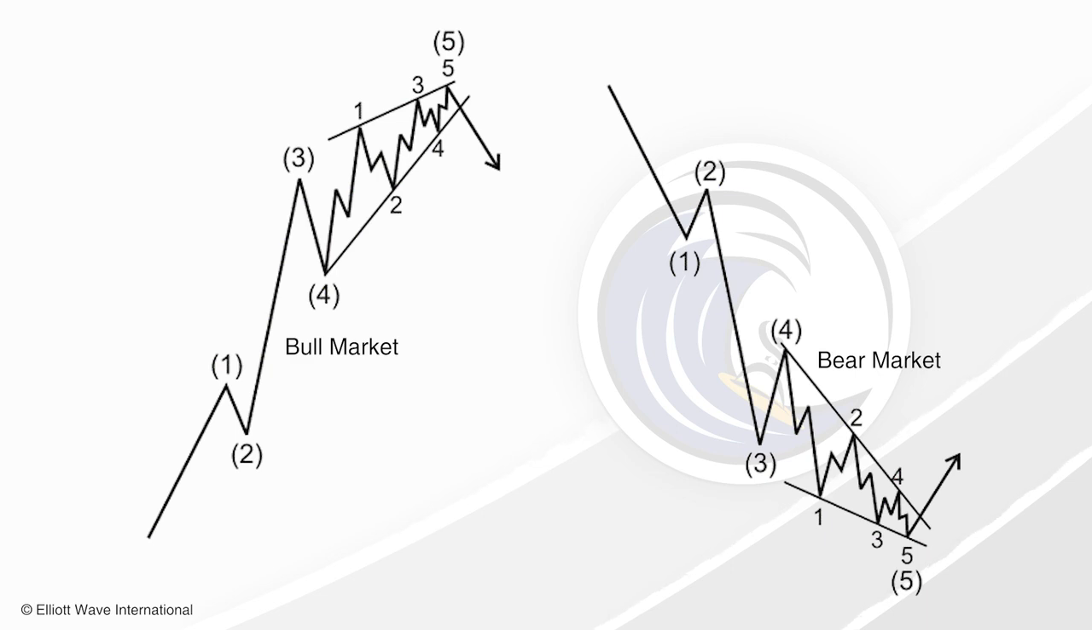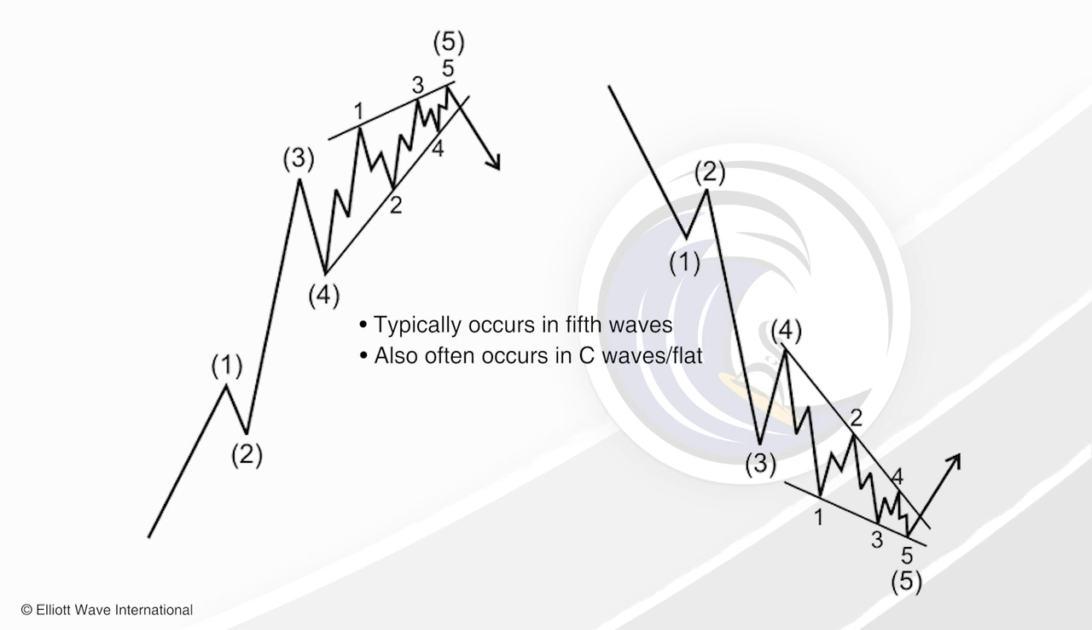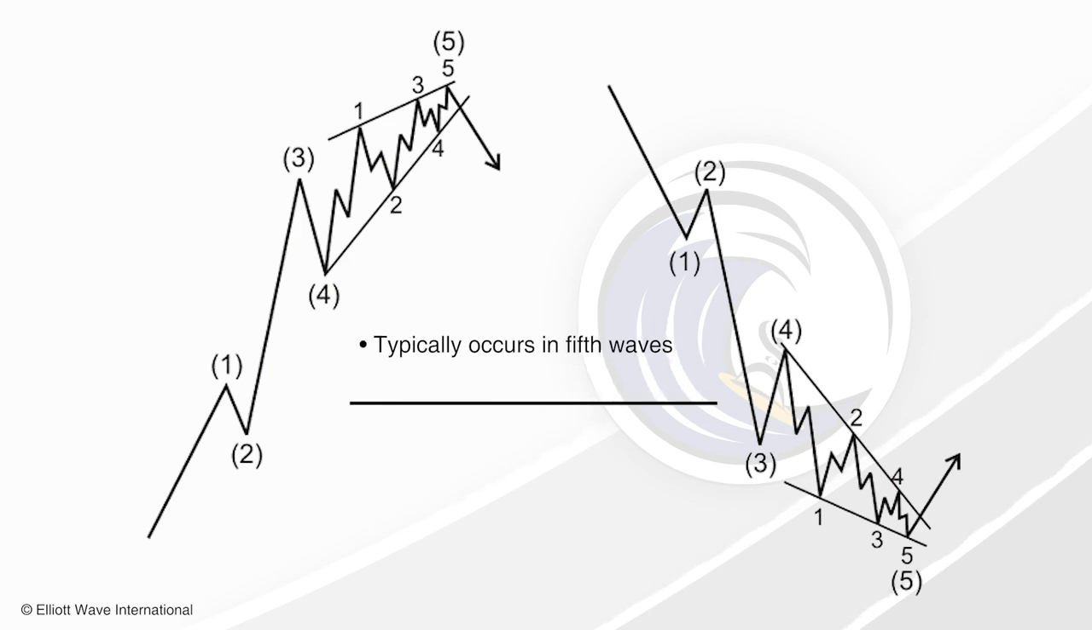waves 2 and 4. The diagonal normally occurs in fifth waves and in the C wave of an ABC zigzag or flat. We'll talk about those structures later in this video. On rare occasions, it will occur in wave 1 or wave A. When the diagonal is completed, the next move normally retraces the entire diagonal and possibly more.